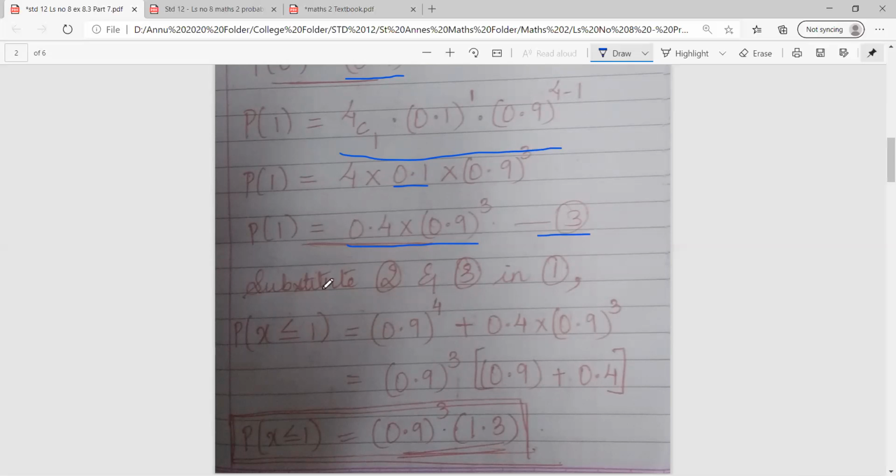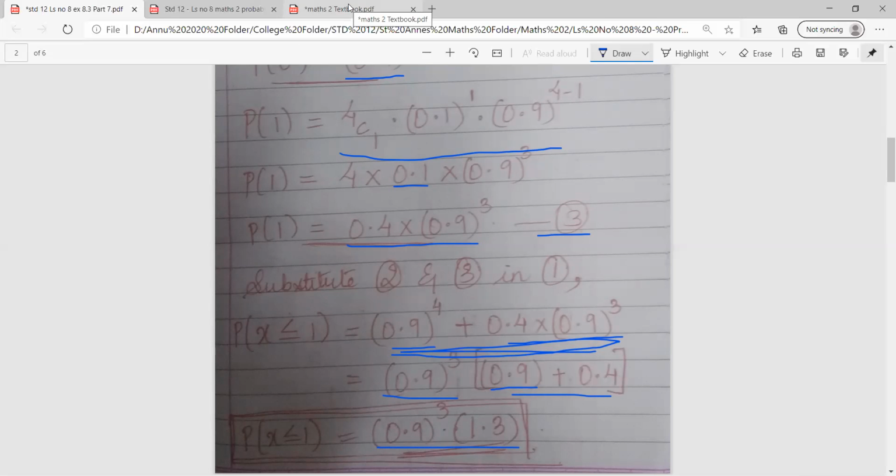So now I'll write, substituting the values 2 and 3 in 1. So I get P of x less than or equal to 1 is equal to 0.9 raised to 4 plus 0.4 into 0.9 raised to 3. Now in this, 0.9 the whole cube can be taken out as common. So out of 4, 3 has come outside. So only 1 remains inside plus 0.4. So 0.9 the whole cube, and on adding 0.9 and 0.4, I get 1.3. So this is your final answer for sum number 3.